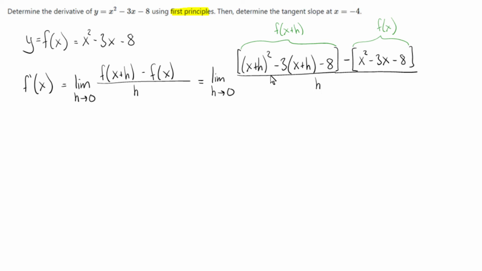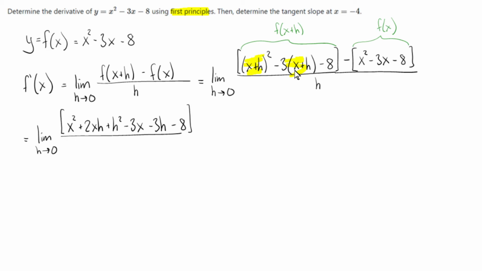So at this point, we're going to expand this. We have the following binomial. We're going to multiply the 3 into the bracket. So we have the limit as h goes to 0. And in the numerator now, we're going to get x squared plus 2xh plus h squared. That's the expansion of this binomial, minus 3x minus 3h minus 8. So that's the expansion of f of x plus h.